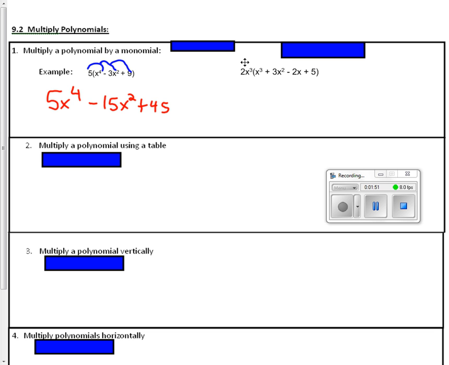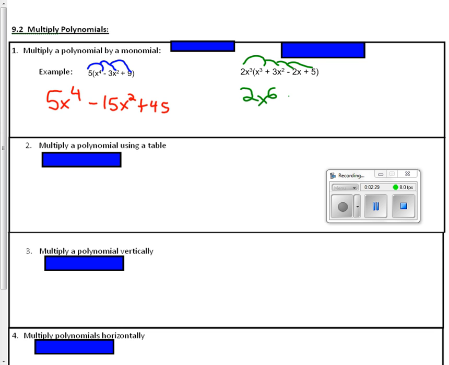Still going to distribute. Instead, we're going to take this 2x to the 3rd. We're going to distribute it in 1, 2, 3, 4 times. So we have a single term monomial times 4 terms. Again, anything more than 3 we call a polynomial. So we have a monomial times a polynomial. Here, you're going to multiply your numbers out front. So really we have 2 times 1 to start. So that's just going to give us 2. And then we have x to the 3rd times x to the 3rd. Base stays the same. Add my exponents. 3 plus 3 is 6. So our first term is now 2x to the 6th.